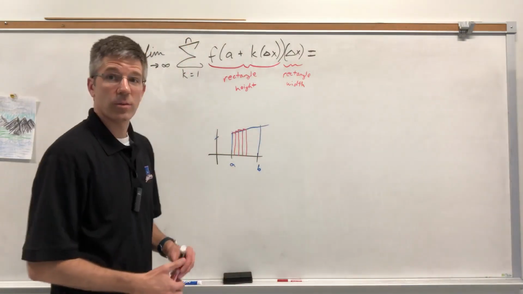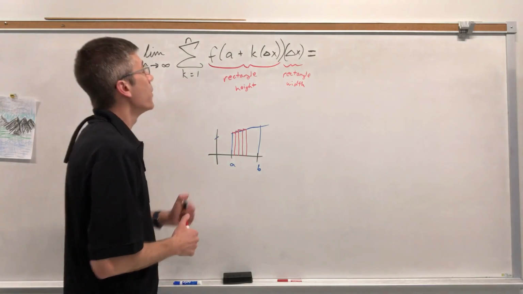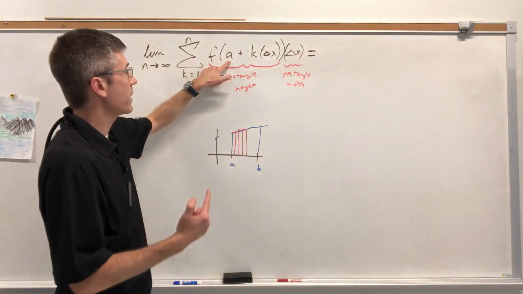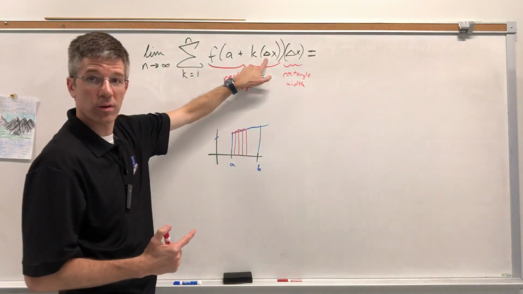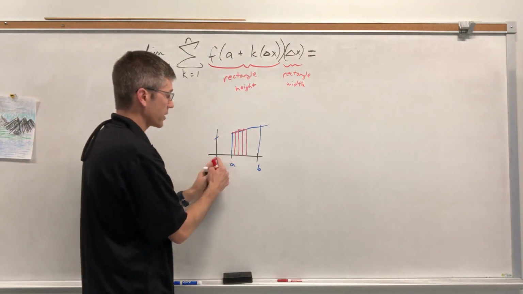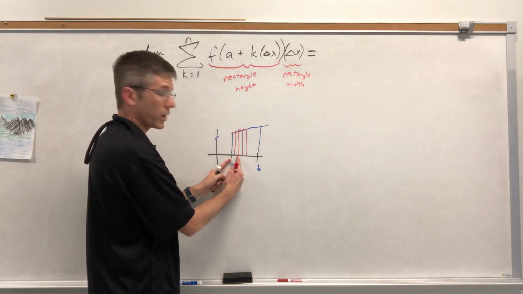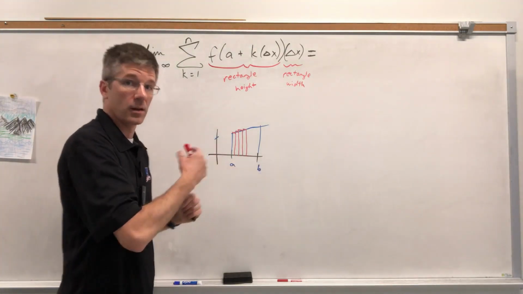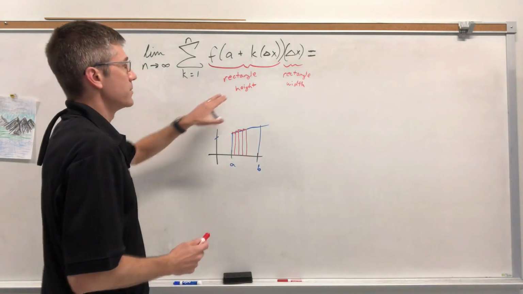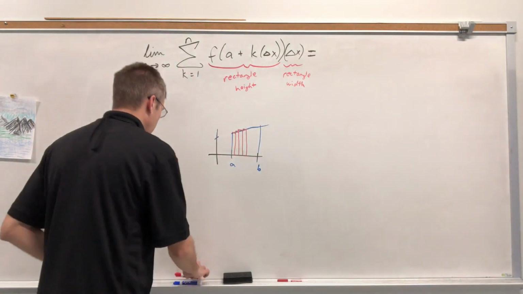Well, how wide is the rectangle? We'll deal with that in a minute. But I would go to A, and then I would go 1 width over. And then for my next rectangle, I'd go to A and then start 2 widths over, and then 3 widths, and then 4 widths, and then 5, and I do that all the way to infinity. Rectangle height, rectangle width, what does it equal to?